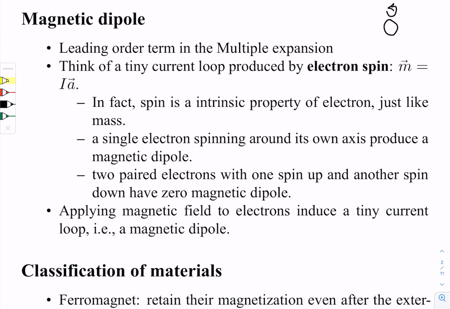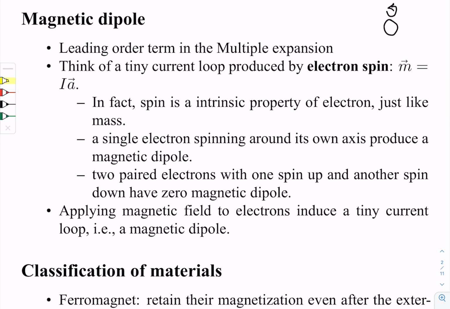So the classical explanation of this magnetic dipole fails, and we have to use quantum mechanics to explain this. In quantum mechanics, we treat the electron spin as an intrinsic property of the electron, just like what we do for the mass.